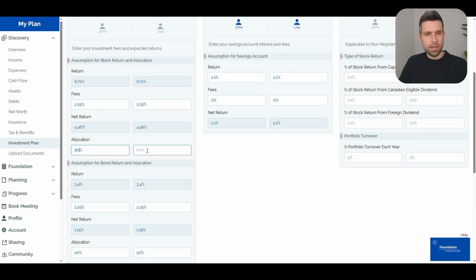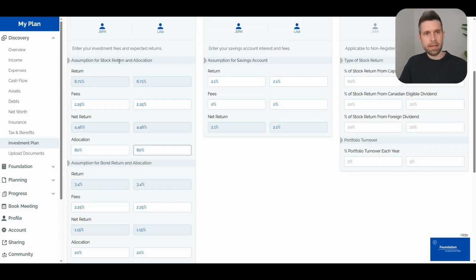So in this case, John and Lisa are in a growth portfolio. So we've got 80% in equities, stocks, and we've got 20% in bonds, fixed income. We've entered their fees here. If you're in a more balanced portfolio, you might enter 60% for stock equities and 40% for bonds, fixed income.